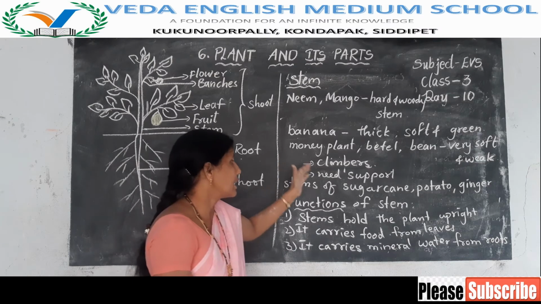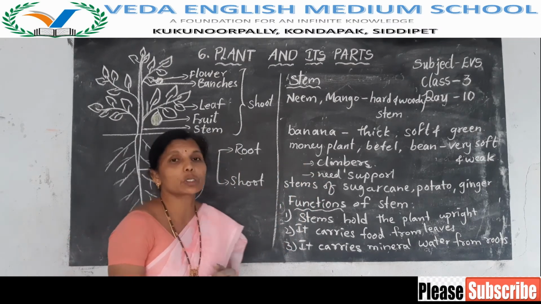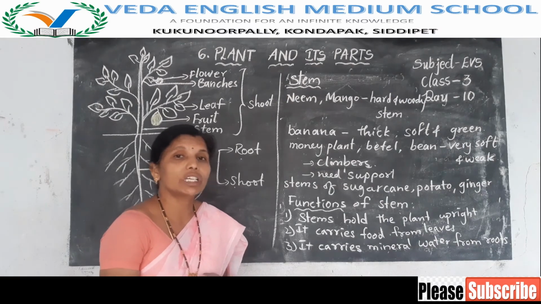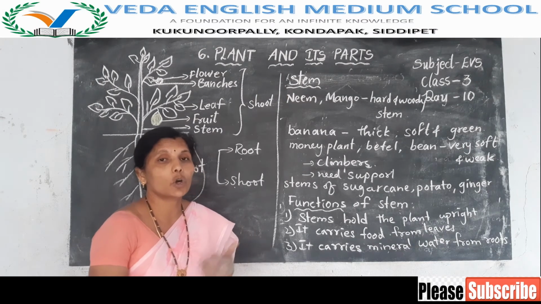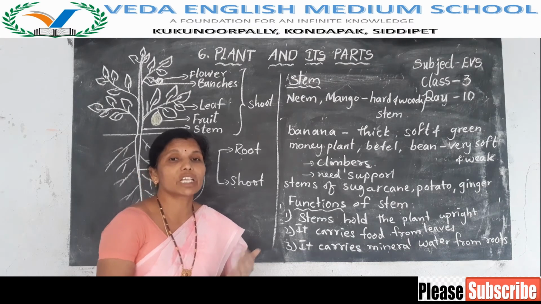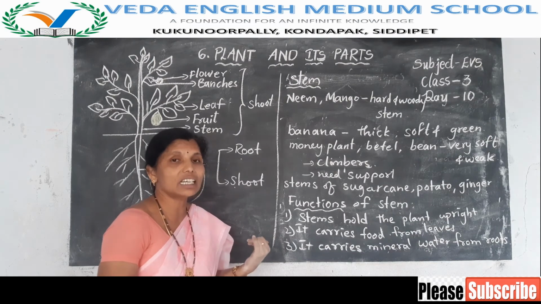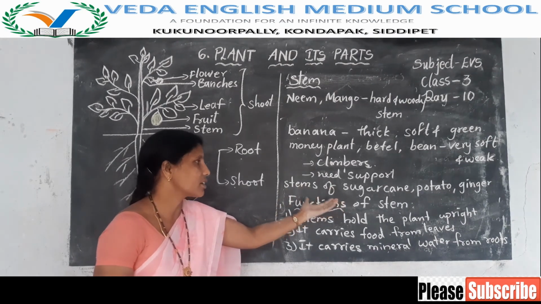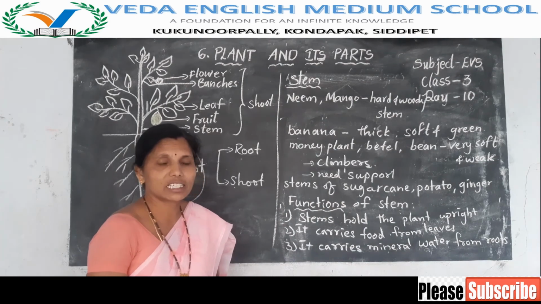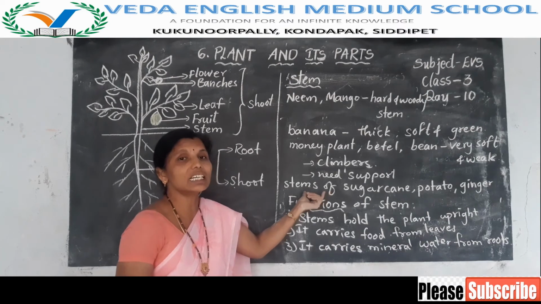Okay, children. And next, the stems of sugarcane, potato, ginger, onion store food in them. We eat these stems also. As children, we eat potato, ginger, sugarcane, onions, etc. So these plants store food in their stems.